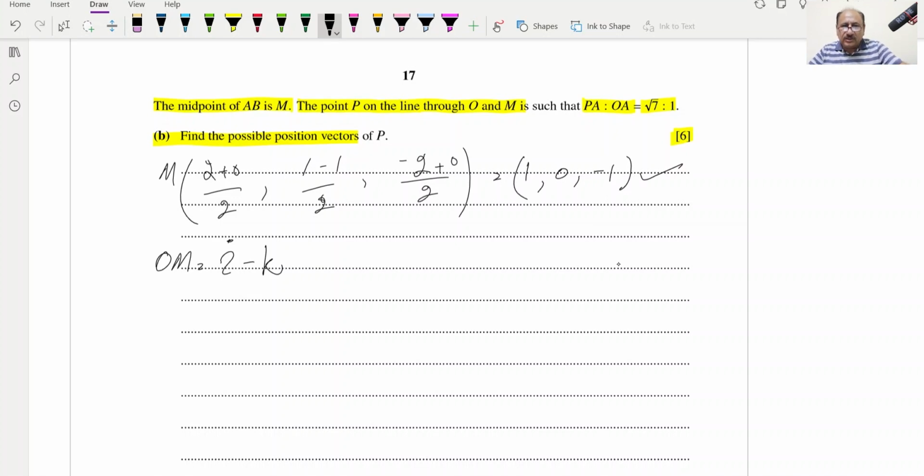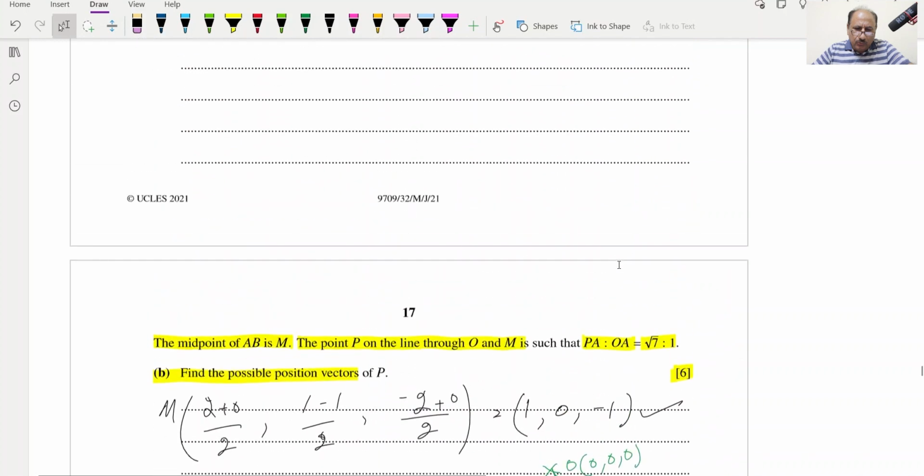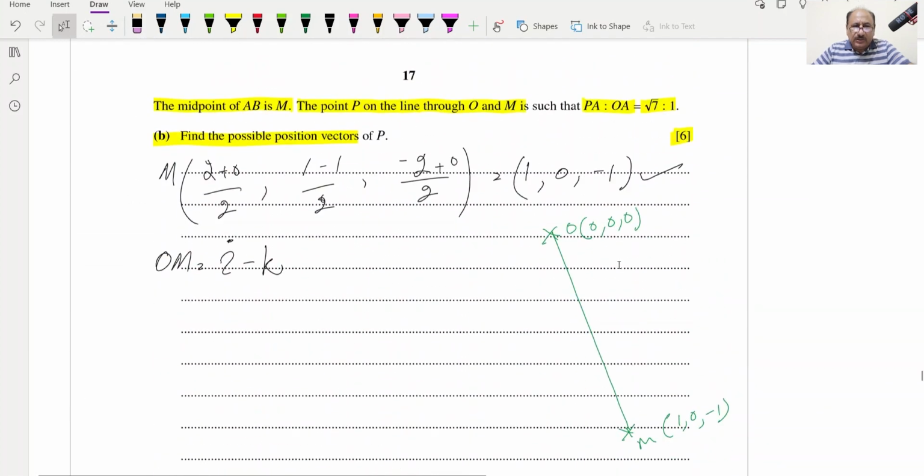And if we try to understand how the diagram will be, we can draw it like this one, and this is M point, and this is O point, coordinates 0, 0, 0, and M point, we found the coordinates, which is 1, 0, and minus 1, and then they are saying A is, we can write A is the vector, basically, so P. So find the position vector of P, basically we have to find this position vector of P.